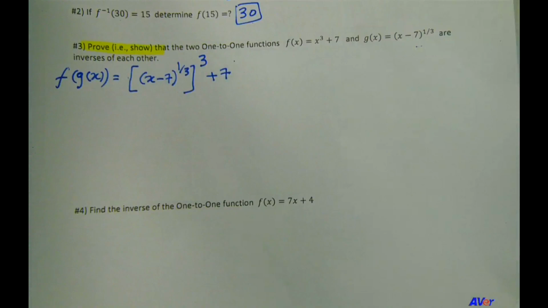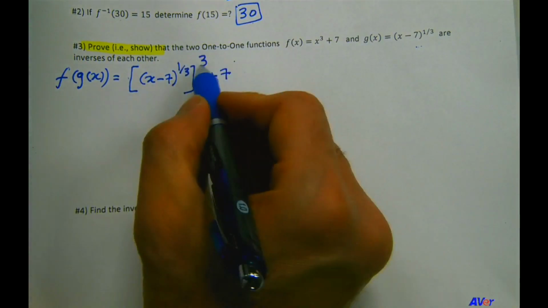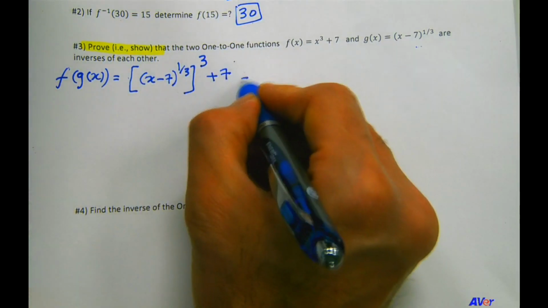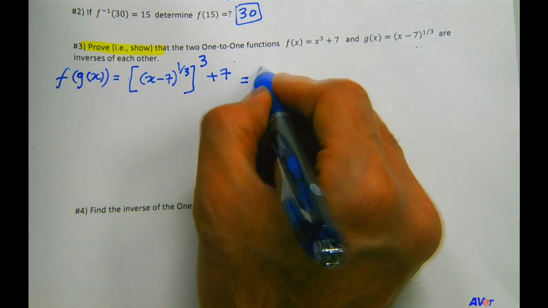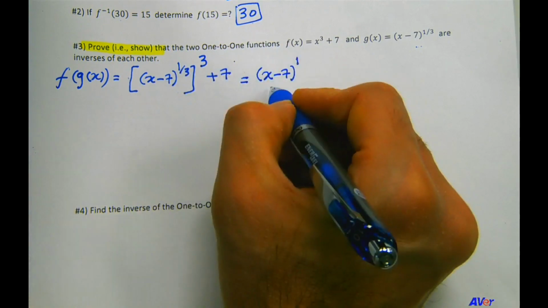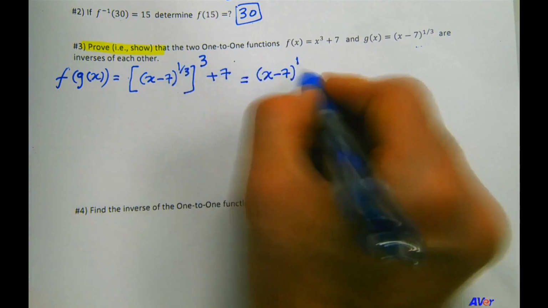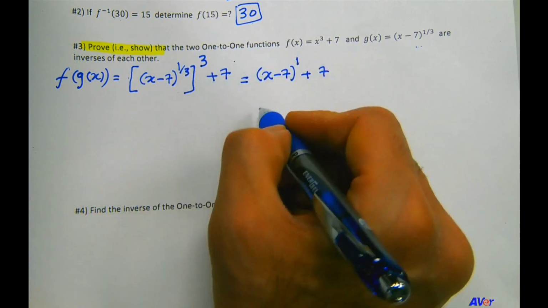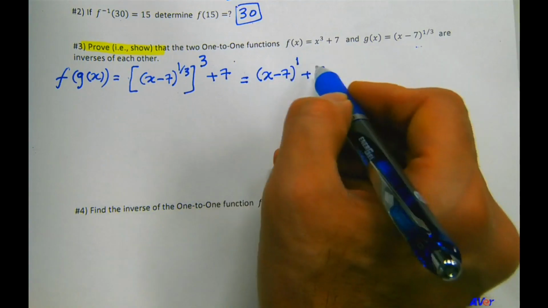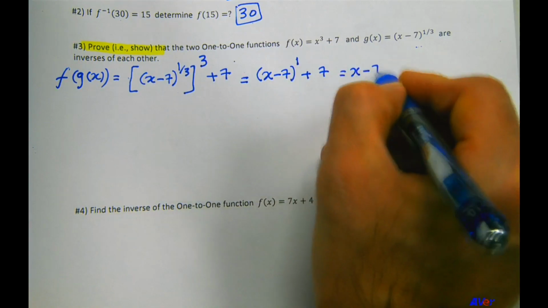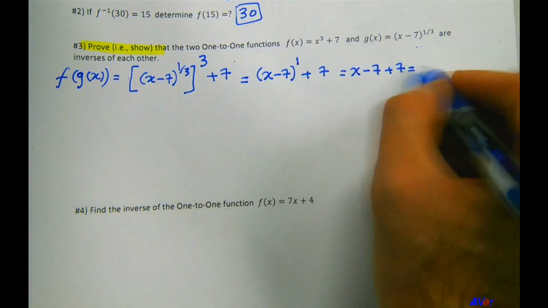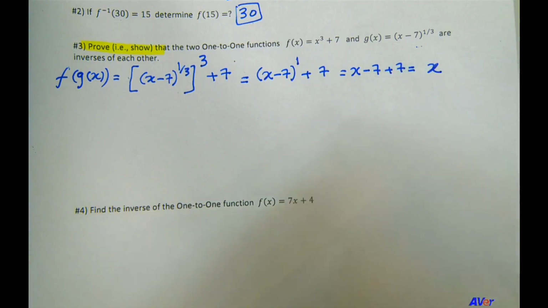Following the properties of exponents, we have a power on the outside and a power on the inside, so we multiply them. What do we end up with? We end up with x minus 7. 3 times 1/3 is 1, plus this 7. That power 1 means nothing, so we can just write this without the parentheses. We get x minus 7 plus 7, and of course the minus 7 and 7 add up to 0. We end up with x.